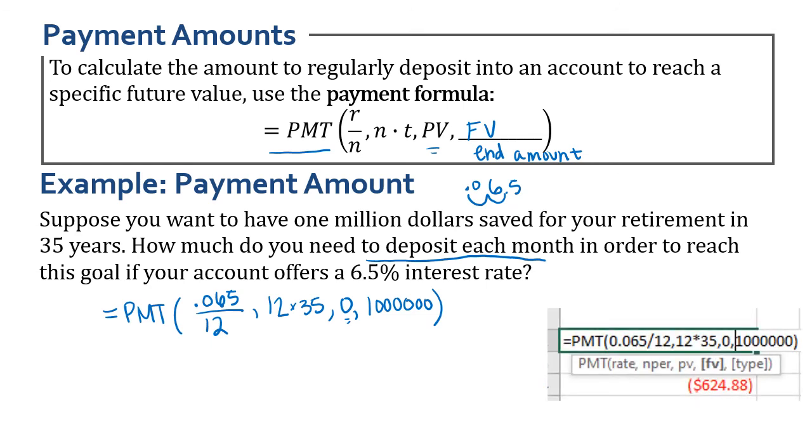So when you put that into Excel or Google spreadsheets, this is what it should look like. Make sure that you are actually going through and practicing this as well to make sure you know how to put in these values. And again, you can ignore the type. And this ends up giving us $624.88. So this means we need to deposit $624.88 a month in order to reach this goal.